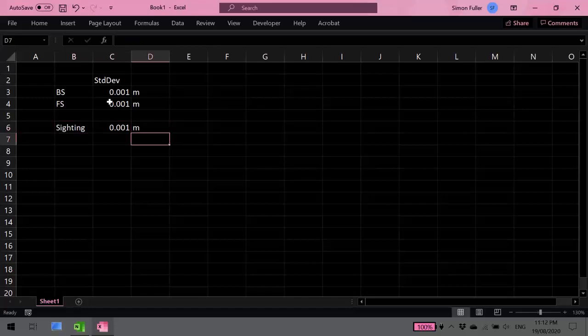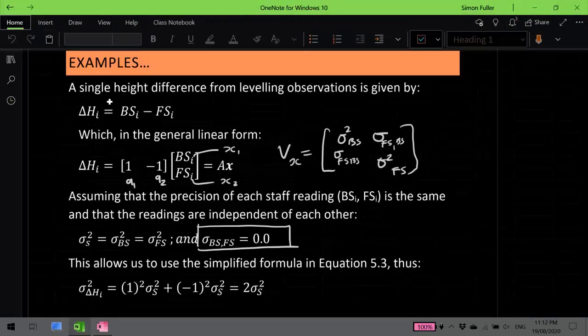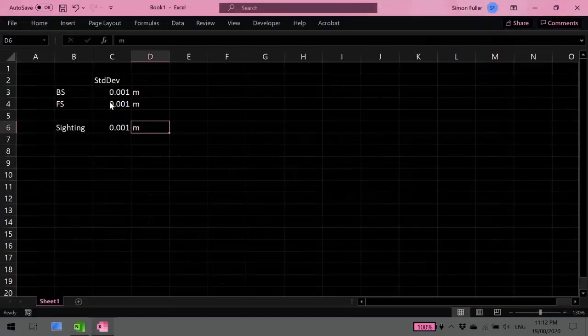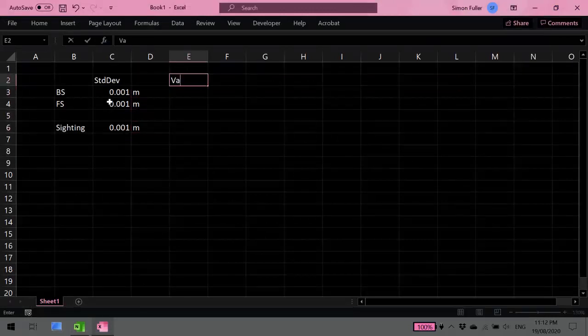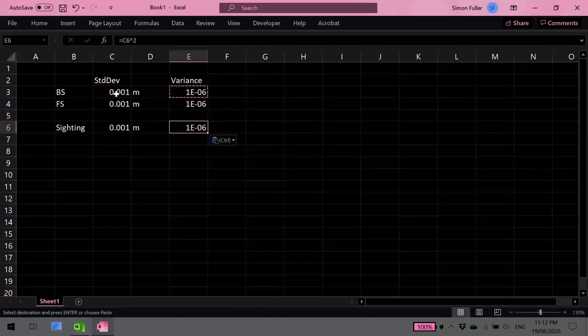So what we actually need for our calculations, if we have a look back here, is the variance, which is simply the standard deviation squared. It's going to be quite a small number. And if we were using the kind of shortcut here for the sighting, since we know it's the same, it'll be the same number. Okay, so we have our variances.